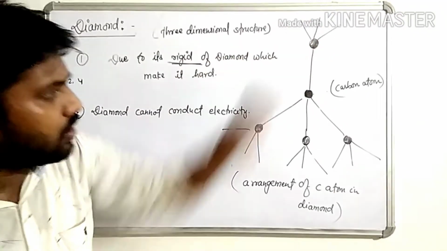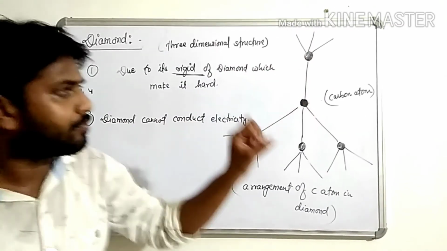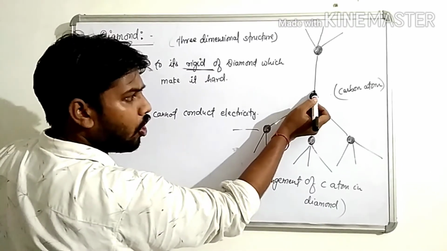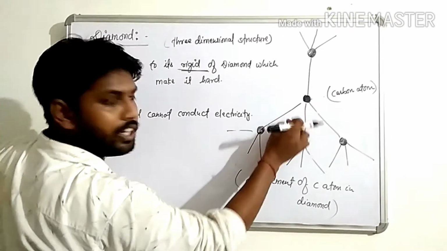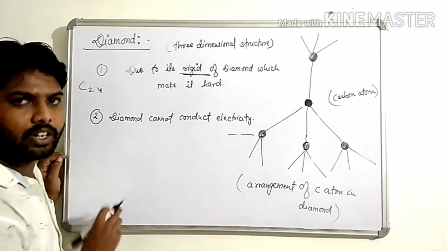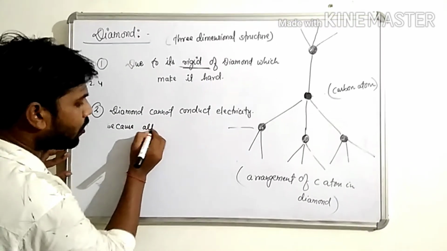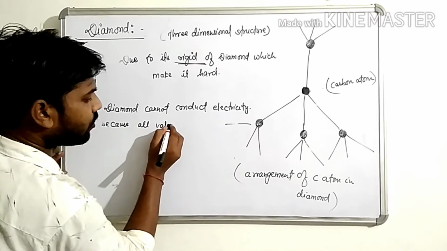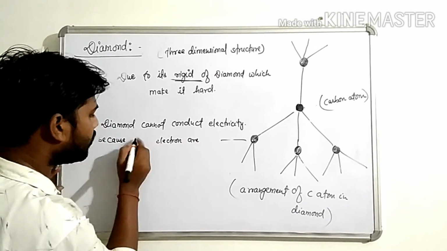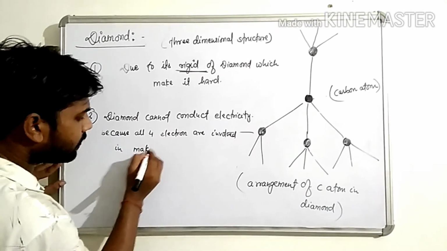Now, in the structure of diamond, children, all 4 electrons are involved in making the bond. Clear? Means carbon, if you look at it, has 1, 2, 3, 4. Means all 4 electrons of carbon are involved in making the bond. That is why, due to absence of free electrons, diamond cannot conduct electricity. So, children, you can write: because all 4 valency electrons are involved in making bond.